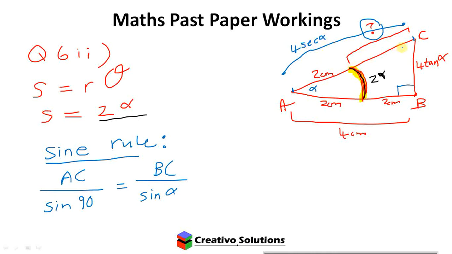Is it possible now to get this DC? Yes, I can, because I've got the whole side. So to work out this, let's highlight it like that. They did label that D, hey? Yes, they did. So DC equals 4 sec alpha minus 2 centimeters. There's DC. Now I've got DC.